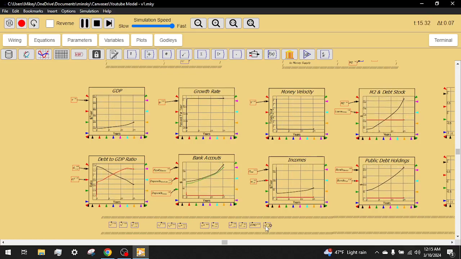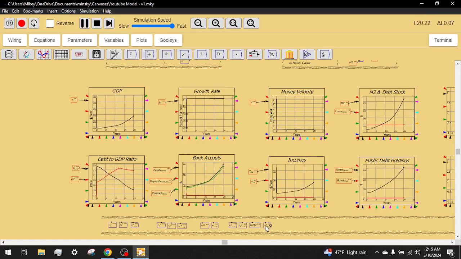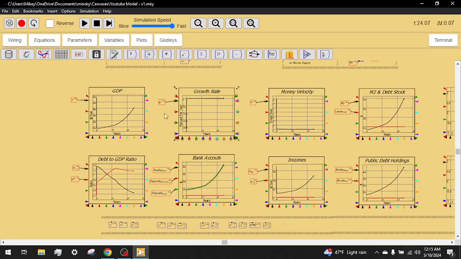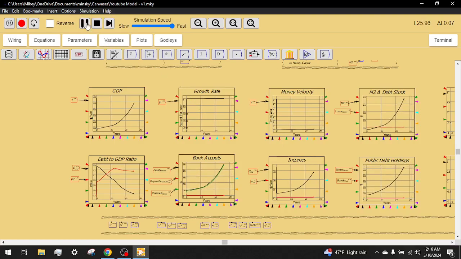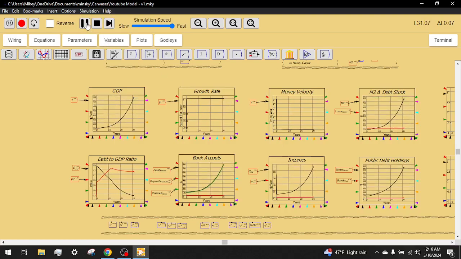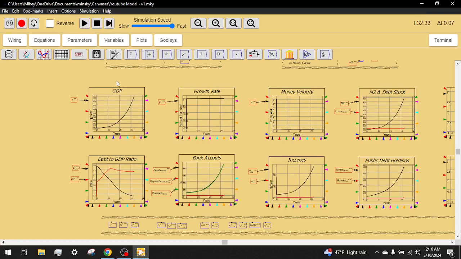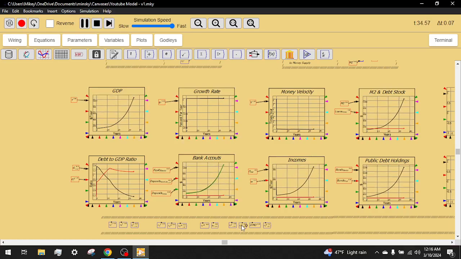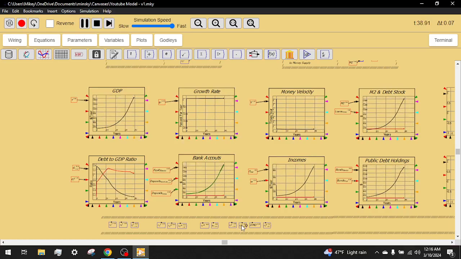All right, and we can see a great acceleration now in economic activity as that interest income starts to hit the deposit accounts of all the various entities in the economy. All right, so that's interesting. So now I'm going to balance the budget by reducing the rate of spending.